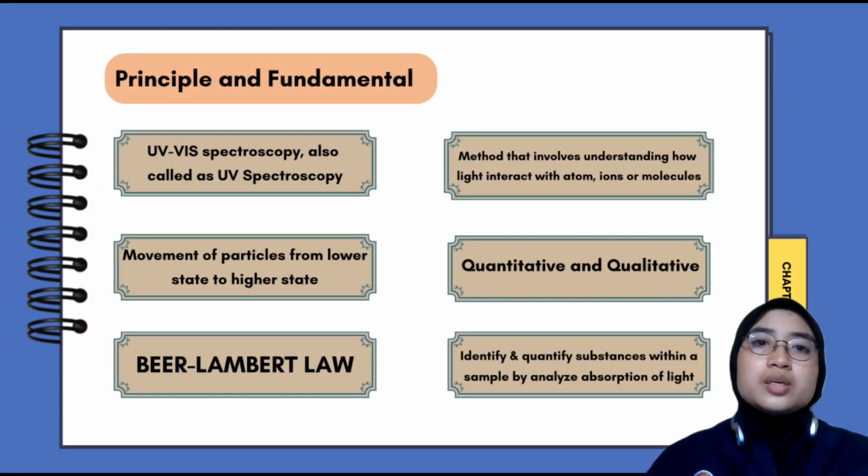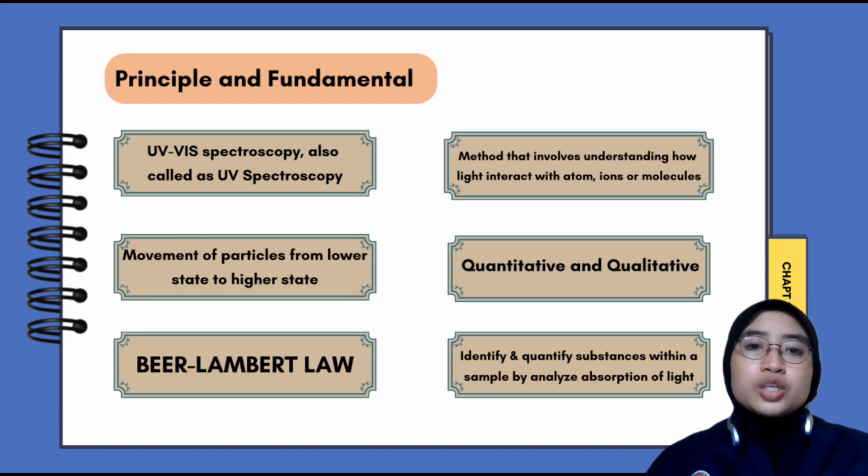Next is the principle and the fundamentals of UV visible spectroscopy. It's also called UV spectroscopy. It is a method that involves understanding how light, particularly in the ultraviolet and also the visible spectrum, interacts with atoms, ions, or molecules. The interaction leads to the movement of particles from one state to another, which is from the lower state to the higher state.